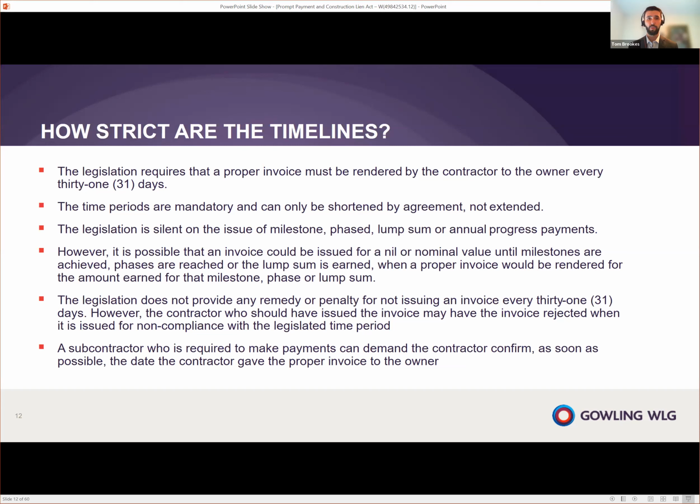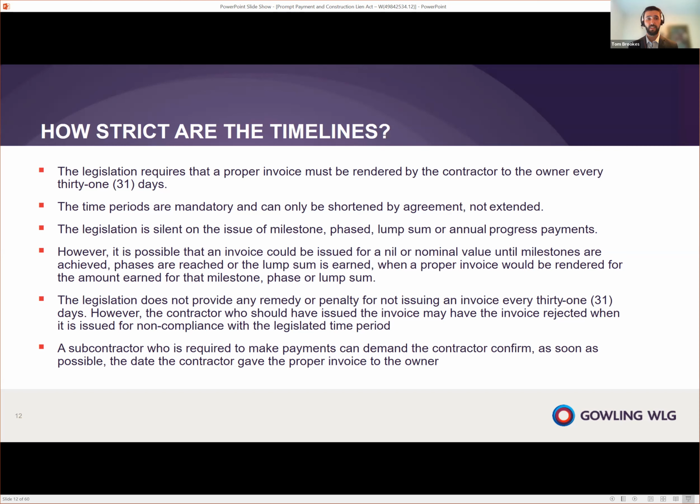So I've told you about what a proper invoice is. The next important facet is how frequently it should be issued. The answer in the new legislation is that it has to be issued by the contractor to the owner every 31 days. This is a mandatory period. It can be shortened by agreement, but it cannot be extended.